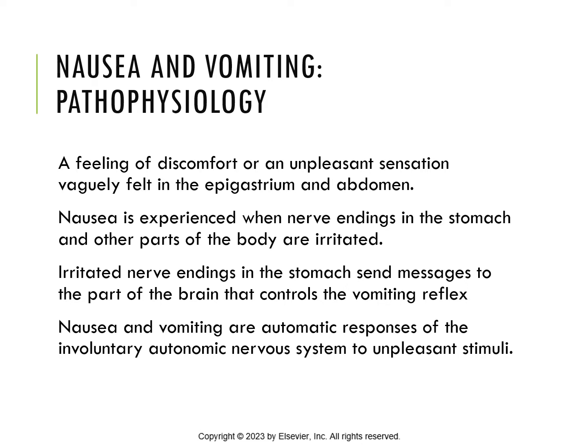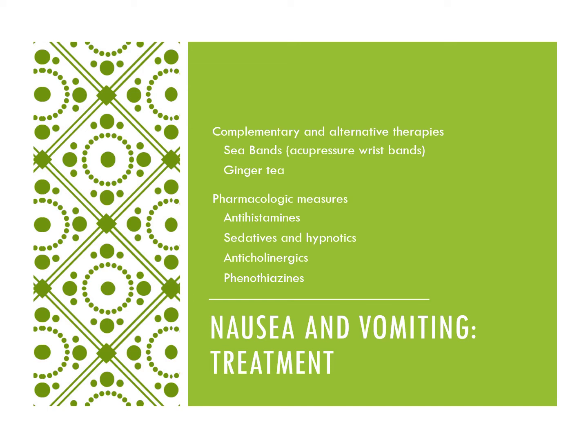Nausea is a feeling of discomfort or an unpleasant sensation vaguely felt in the epigastrum and abdomen. It is a symptom of illness and is often accompanied by vomiting. Pain can trigger the nausea-vomiting mechanism. Nausea and vomiting may occur from gastrointestinal irritation due to foods, viruses, radiation of the mucosa, or some drugs or other chemicals. Certain types of anesthetics can trigger nausea, as well as pregnancy.